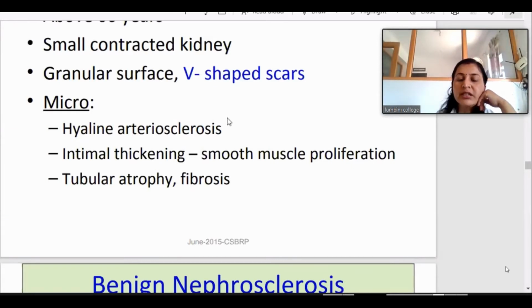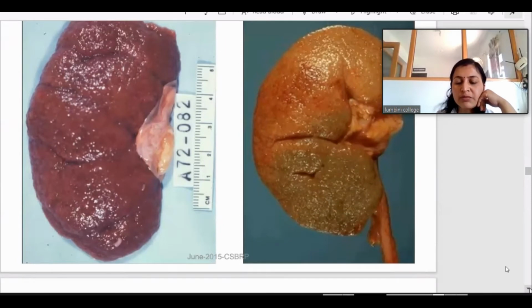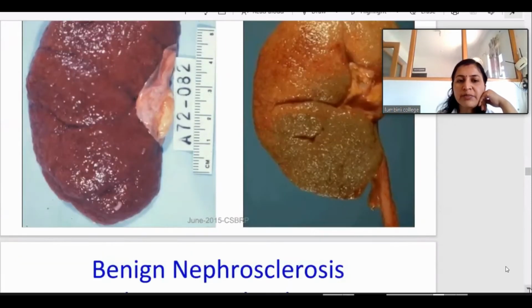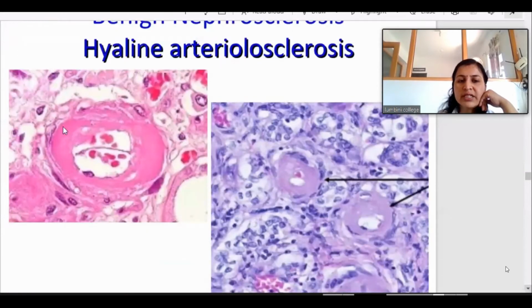What will intimal thickening do? It will narrow the caliber of the blood vessel, so there will be hypoperfusion of the subsequent tissues. Apart from the vasculature, there will be tubular atrophy and fibrosis. So you can see the small contracted kidney with the V-shaped scars. This is the picture where the surface is quite granular, and you notice the surface is granular. Now here you can see the intimal thickening and hyaline arteriosclerosis.